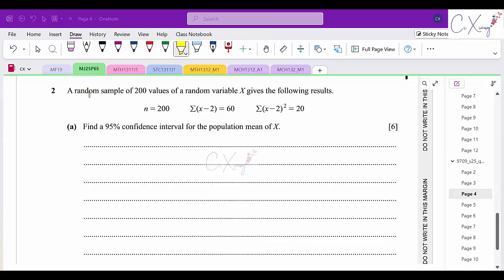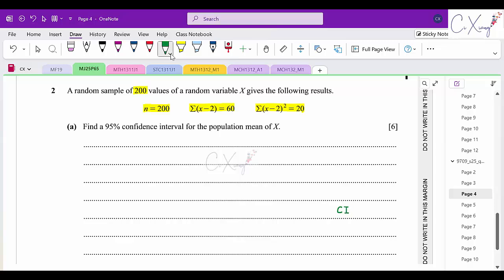We are given a random sample of 200 values of a random variable x. Then there are some summaries of the data. Okay, so we are having n equals 200. Summation of x minus 2 equals 60. Summation of x minus 2 squared is 20. So find a 95% confidence interval for the population mean of x. Alright, maybe before that I want to show you the formula for the confidence interval first.